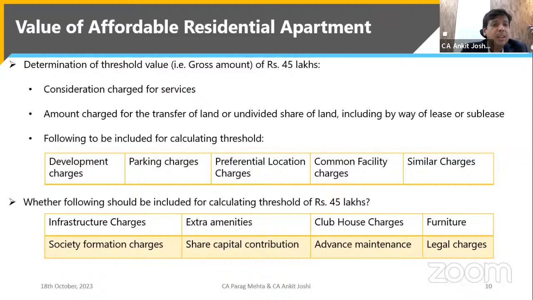45 lakhs. Usually, it depends on builder to builder and society to society. There are some other additional charges that are also collected, like infrastructure charges, extra amenity, society formation, furniture, legal, share capital, clubhouse, advance maintenance, etc. Where queries are being raised on whether these need to be considered for the calculation of the threshold of 45 lakhs or not, as per our view, apart from clubhouse and advance maintenance, all other charges need to be considered as a part of 45 lakhs, as they are not separately captured in an agreement or so. Clubhouse and advance maintenance are a separate charge for service on which GST is usually charged at 18%, and hence they are not to be considered as a part of the 45 lakhs for the calculation of that threshold of 45 lakhs.